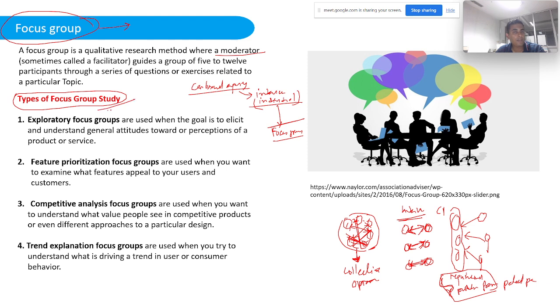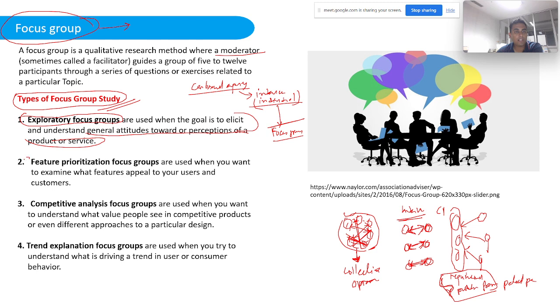Now there are different types of focus group. One is the exploratory type of focus group, which is similar to this example. We try to understand a general attitude toward a particular product, service, or problem. So this is like getting general information from various stakeholders about a subject, a particular issue or problem, and to have some conclusive idea of what the perspective is.